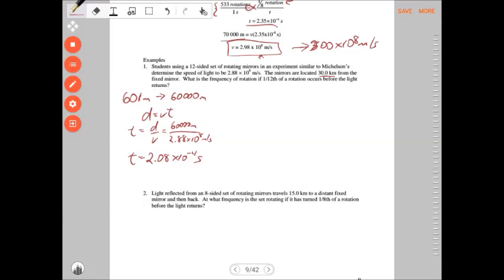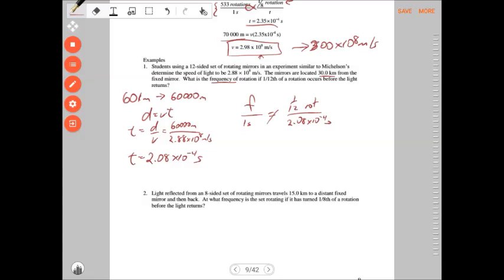Awesome. Okay, so now we just set up that ratio. So we want to know how many rotations per second. So I guess we can call that X. It's a frequency of rotation, so we can still call it an F if we want. So F over 1 second is equal to 1/12 of a rotation in 2.08 times 10 to the negative 4 seconds.